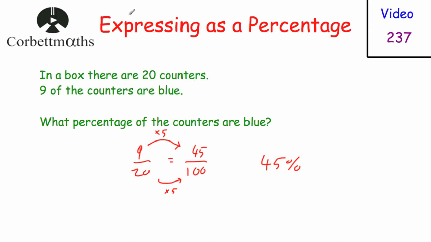But if I was doing this on a calculator, what I would tend to do is I would write it as a fraction to begin with, which is 9 over 20, like so. And then I want to change that into a percentage, so I would just do 9 divided by 20 on my calculator, and 9 divided by 20 on my calculator is equal to 0.45. So I would just do the division, 9 divided by 20, and that gives it as a decimal, 0.45. And then I times by 100, and that would give me 45%.